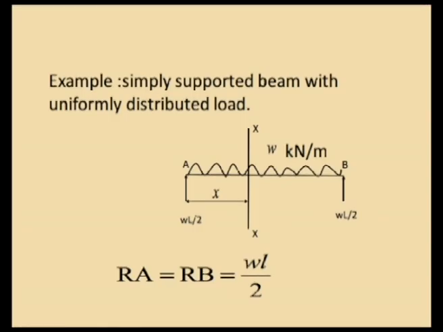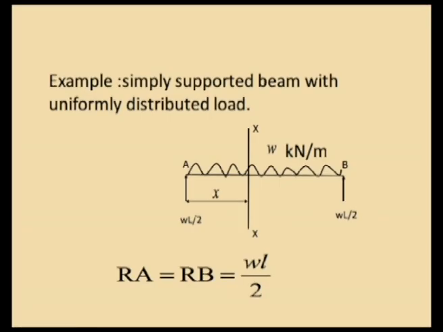And now, we will see the analysis of a simply supported beam with uniformly distributed load. In case of uniformly distributed load, first we should find the reactions, as we have discussed. It is a uniformly distributed load spread over the entire length, so naturally the reactions will be equal, and each will be equal to the total load divided by 2, that is W L by 2.